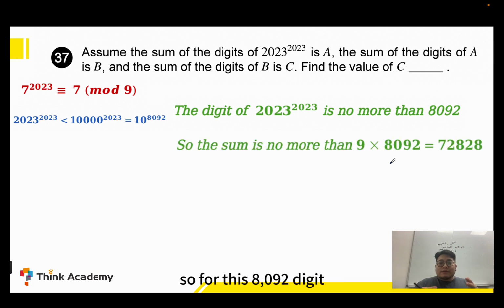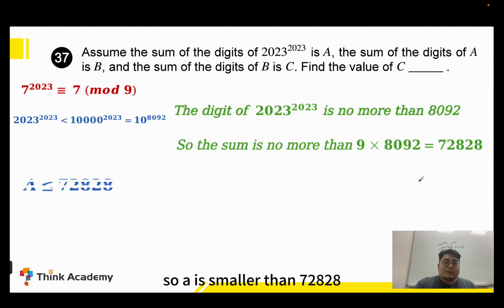For an 8,092-digit number, the biggest one is always 99999 and so on, where all the digits are 9. This means the sum of the digits is no more than 9 times 8092. The answer is 72,828, which means A is smaller than or equal to this number. Actually, I think it's smaller, right? So A is smaller than 72,828.